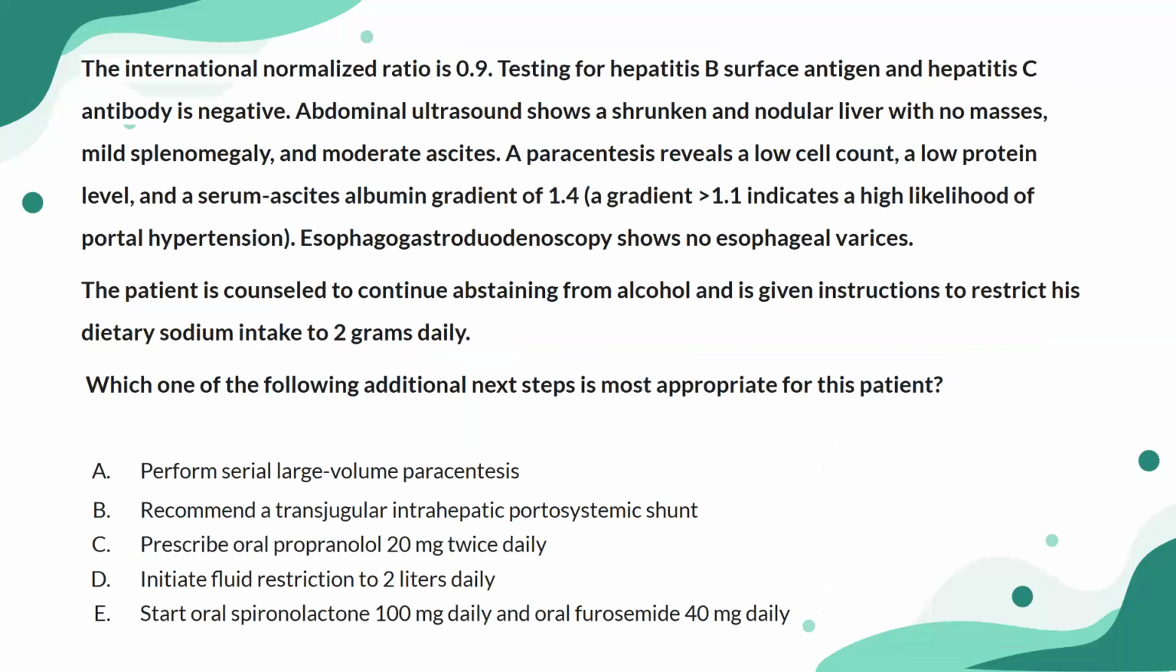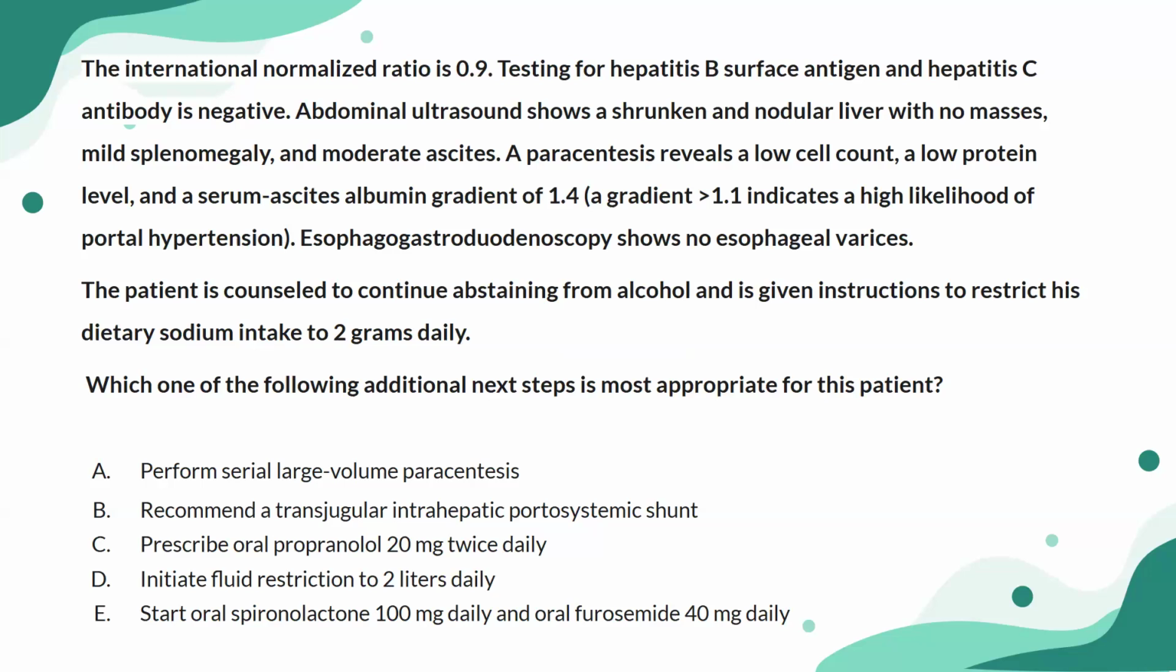The INR, or the international normalized ratio, is 0.9, which is normal, I think. Yeah, an INR of 1, actually 0.9 is a little bit low. I think 1 to 1.3 is considered normal. Testing for hepatitis B surface antigen and hepatitis C antibody are negative.